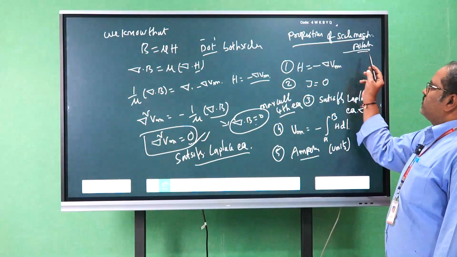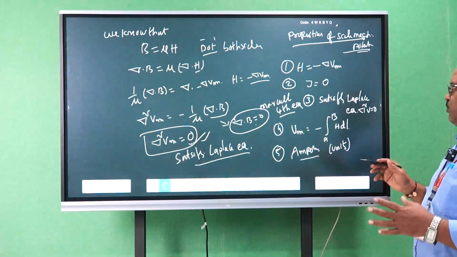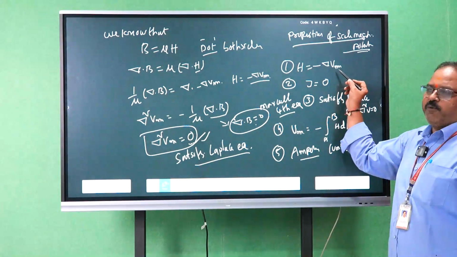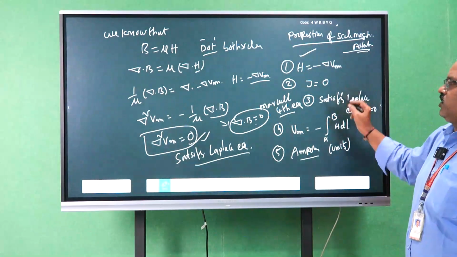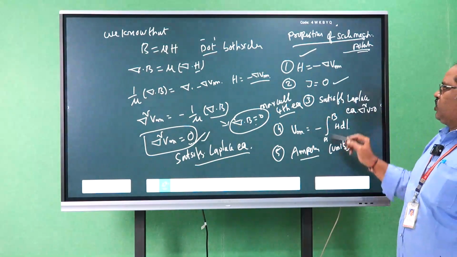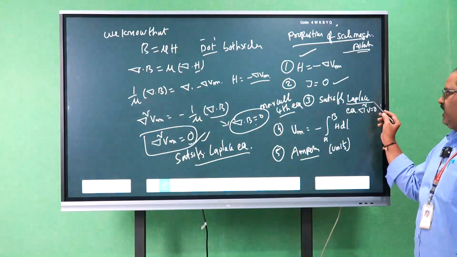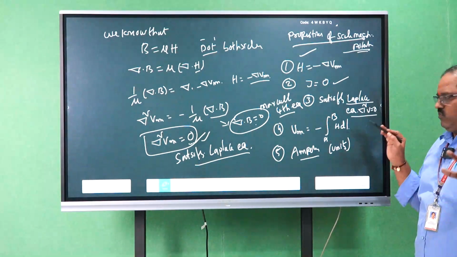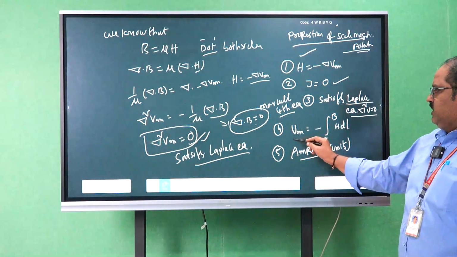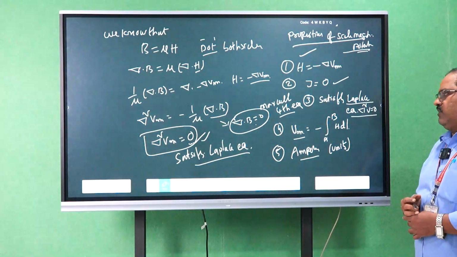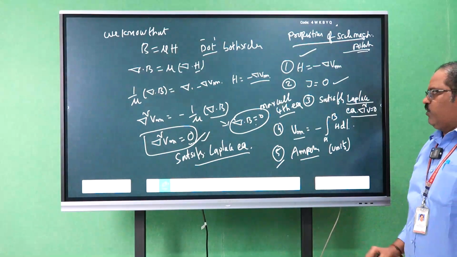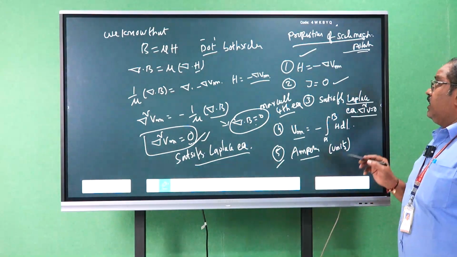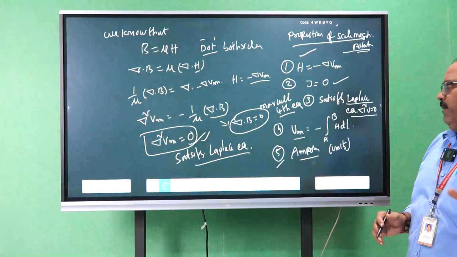What are the important properties of scalar magnetic potential? First, the negative gradient of scalar magnetic potential gives the magnetic field intensity H. Second, the scalar magnetic potential exists when J is equal to 0. Third, the scalar magnetic potential satisfies the Laplace equation, that is del square V is equal to 0. The direct definition is Vm is equal to minus the integral of H into dl. The last one, the scalar magnetic potential units are amperes.